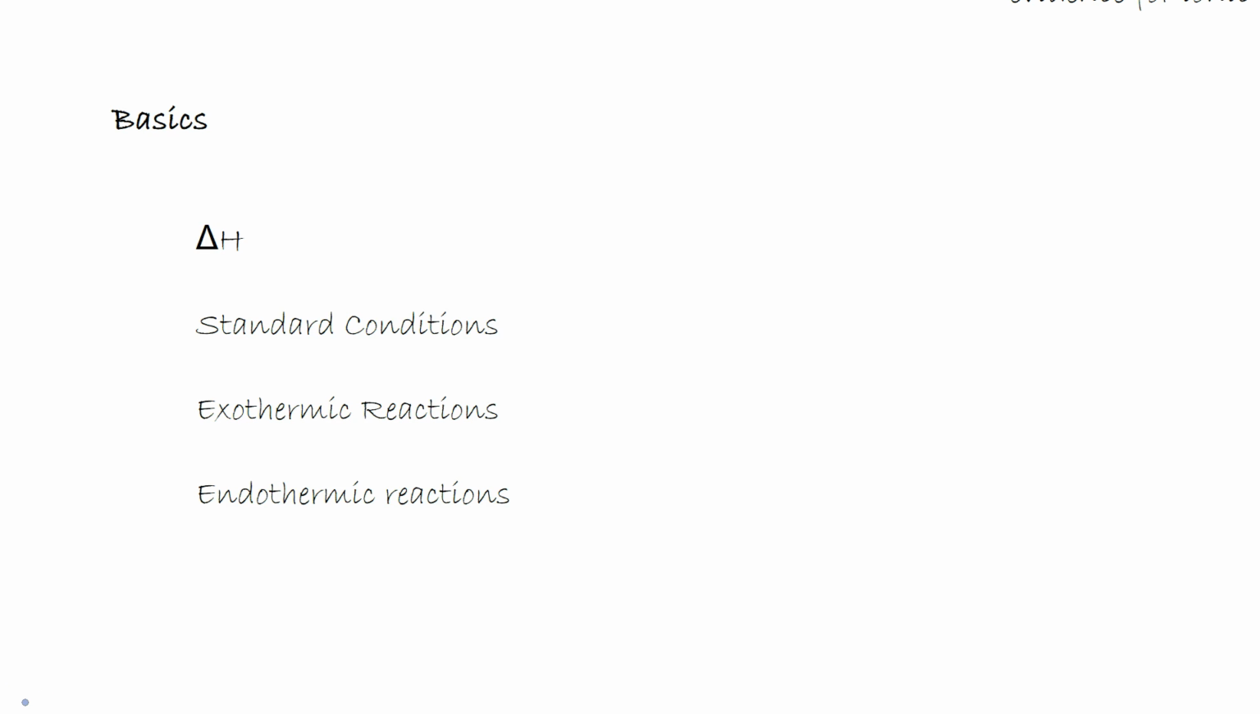So before we move on, we'll just remind ourselves of a couple of the basics that we should have met at the end of our Year 12 course. The first one is delta H, which we describe as the enthalpy change for a given reaction. This is simply the heat energy transferred in a reaction under constant pressure. The units we tend to use are kilojoules per mole.